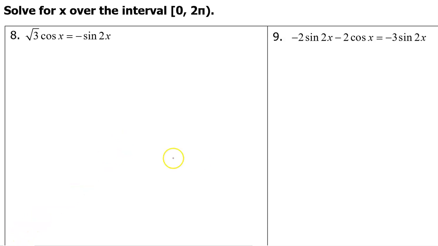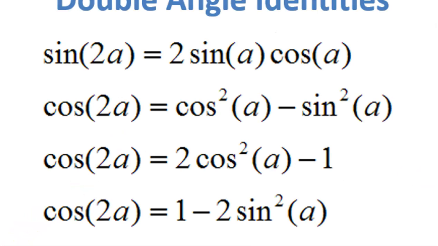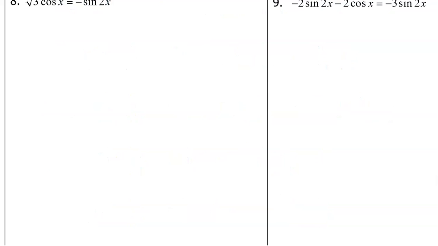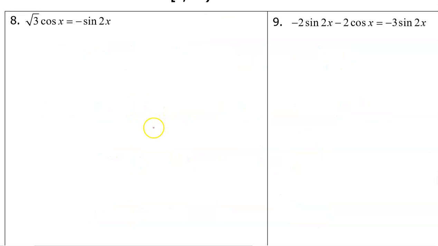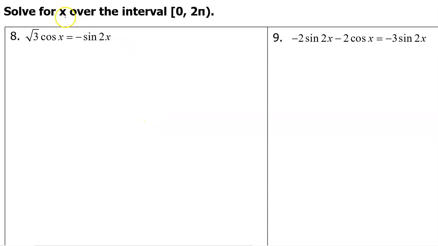In this video, I will show you how to use our double angle identities to solve trigonometric equations such as these. We're going to be solving for x over the interval 0 to 2 pi. So I see a double angle right here, sine of 2x. So let's see what the identity is for that.